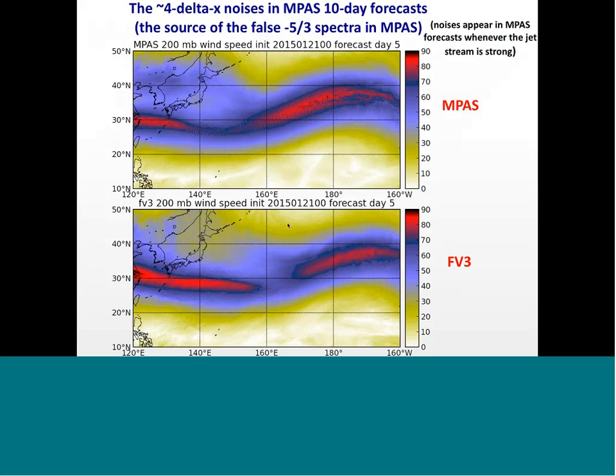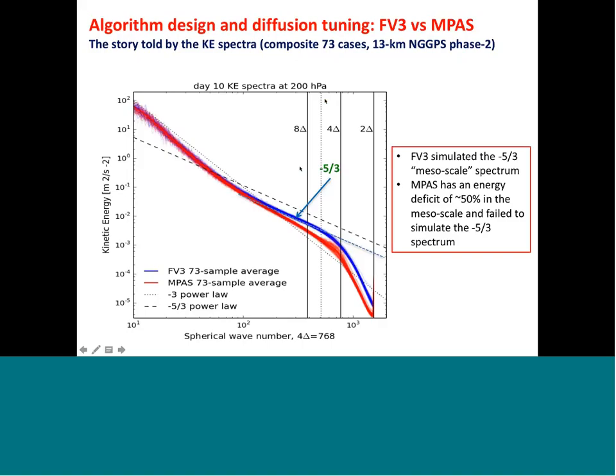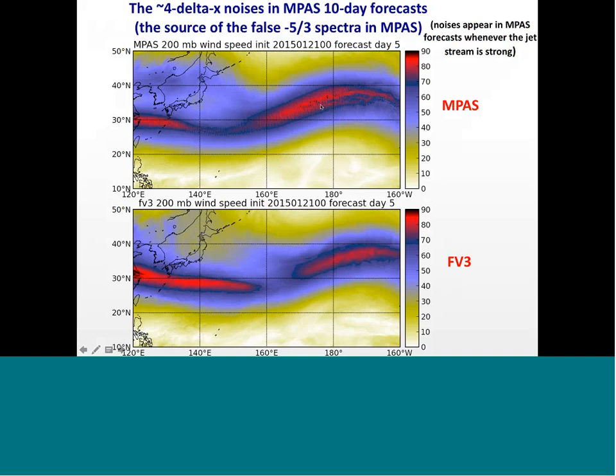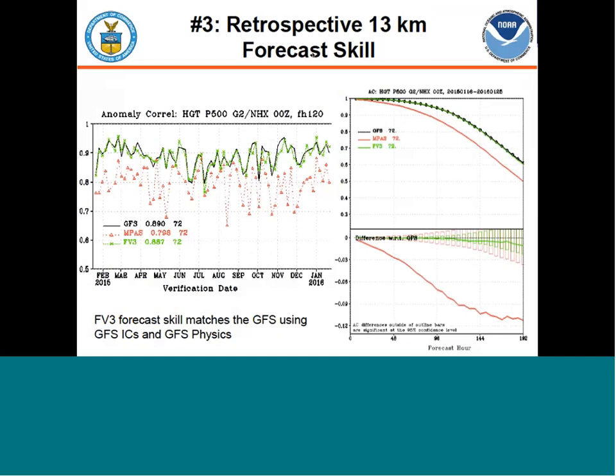So this is from Haiqin. Almost in every case we submitted, there are 74 cases, whenever the jet stream is strong, you see this fish scale noise, as we call it. This is 200 millibar wind speed, and this is exactly 4 delta X. And this is what it is. This 4 delta X noise from this particular model produces a false mesoscale spectrum. And this is not just in MPAS, I believe it's also in ARW-WRF. So the forecast skill.